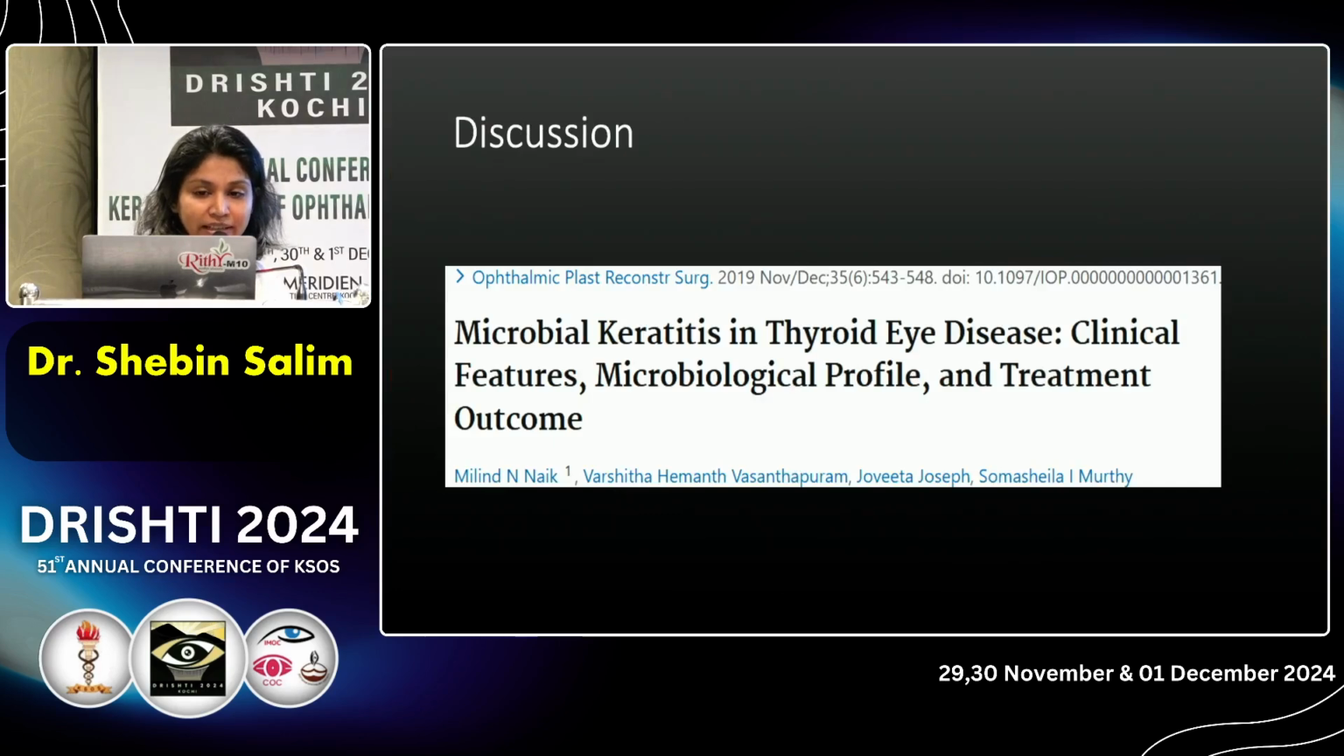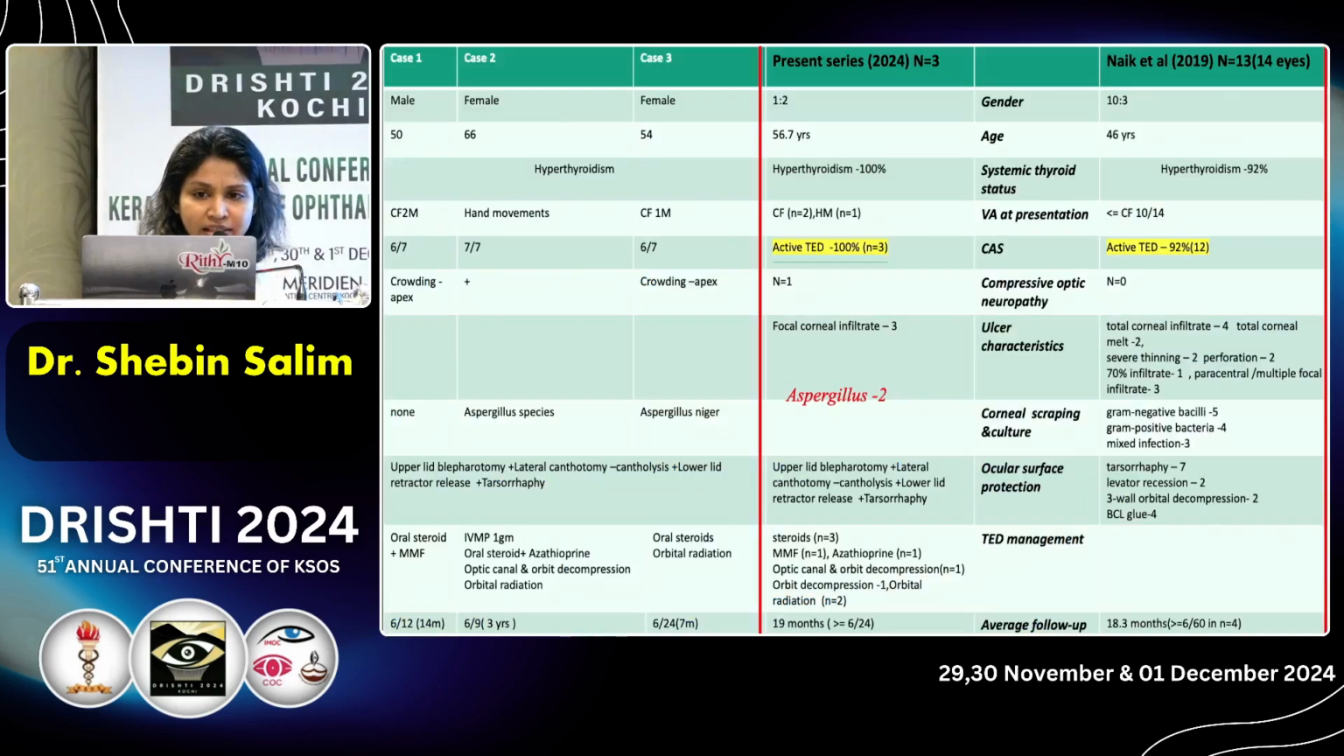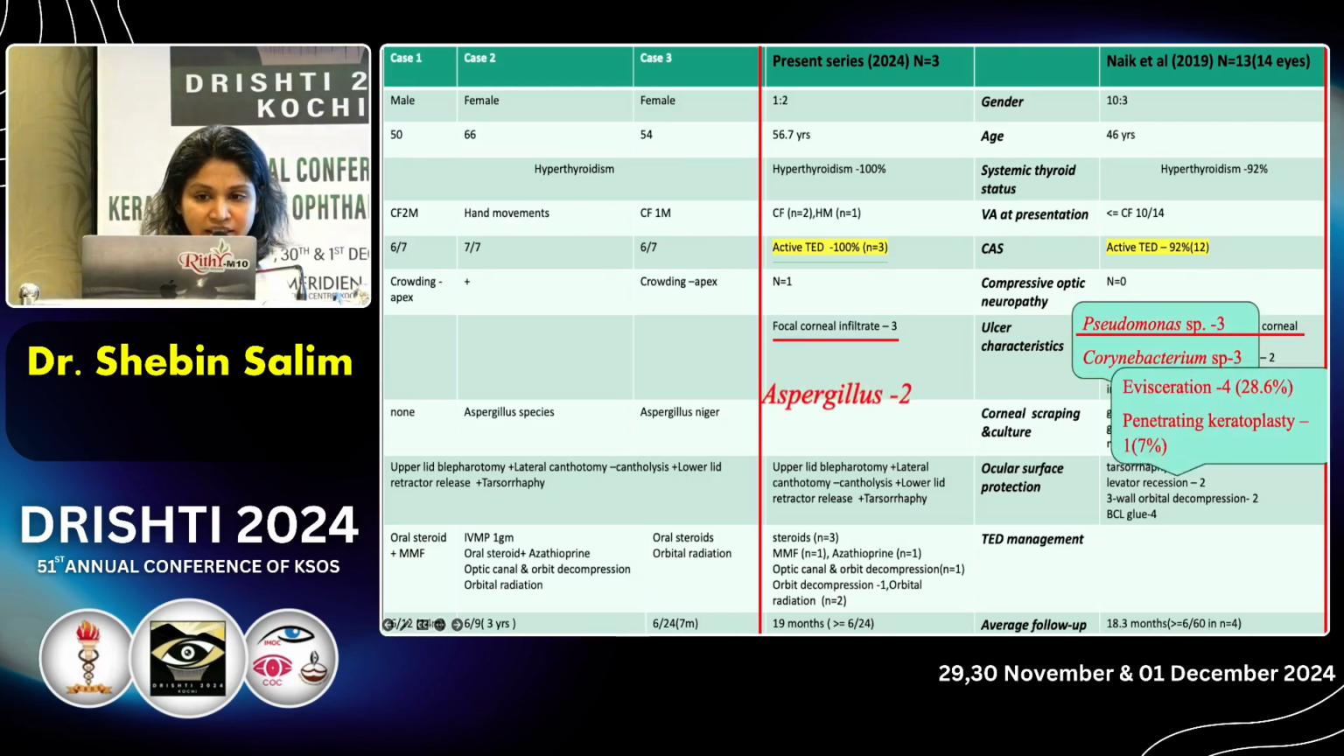So microbial keratitis in thyroid eye disease is very rare, less reported. Only one large series is there of 13 patients. So here we can see that while all 3 patients in our series presented the focal corneal infiltrate, in the previous series it was advanced keratitis with more than 75% of patients. And there the organisms were mainly bacterial, while we had aspergillus species in 2 out of 3 patients. In their study, evisceration was done in 4 patients, penetrating keratoplasty in one.